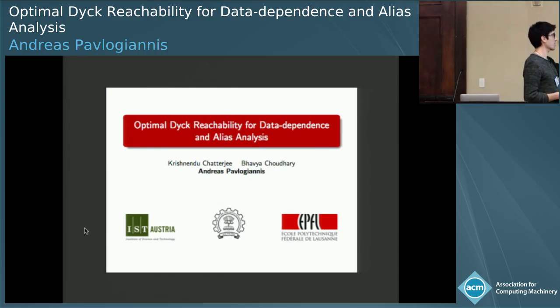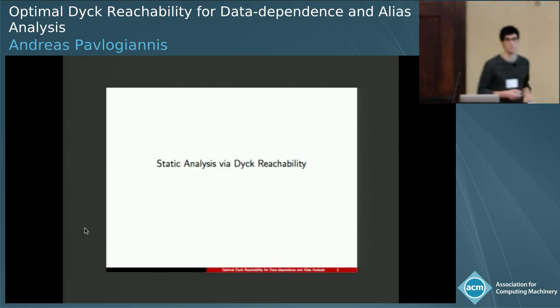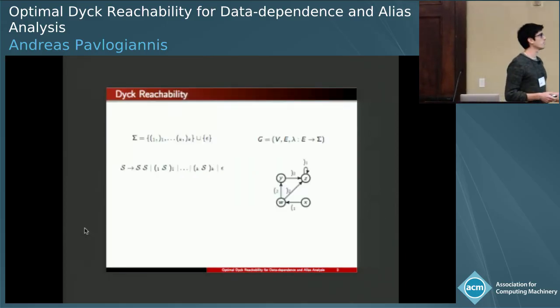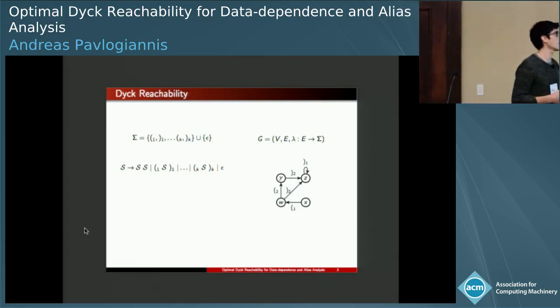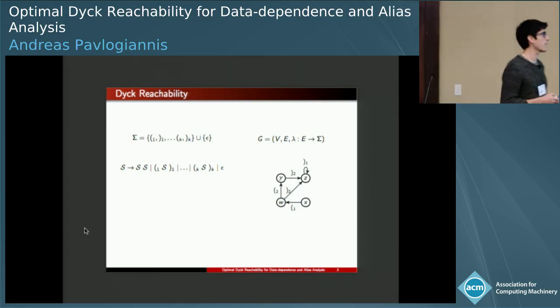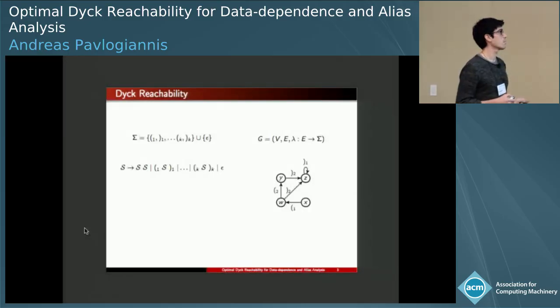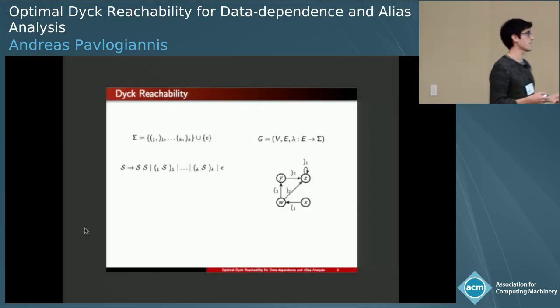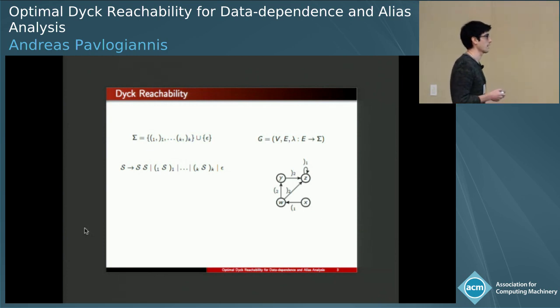So let's start real quick. What is Dyck Reachability and why do we care about it? It's a simple graph problem. You're given an alphabet sigma of different parenthesis types, and you're using this alphabet to construct the language of all properly balanced parenthesis strings. This is also known as a Dyck language.